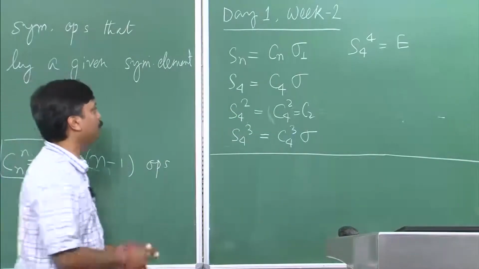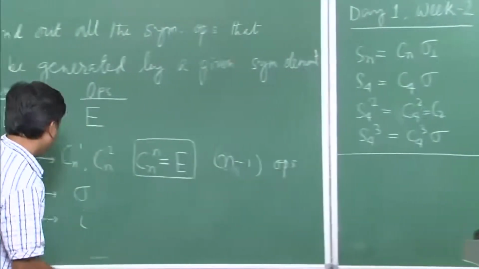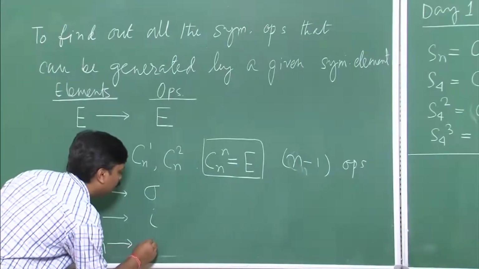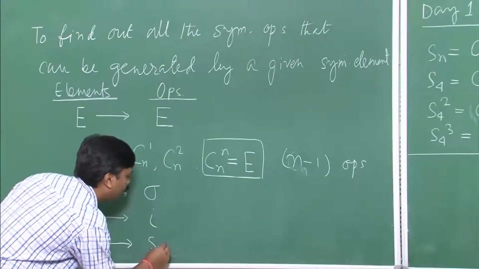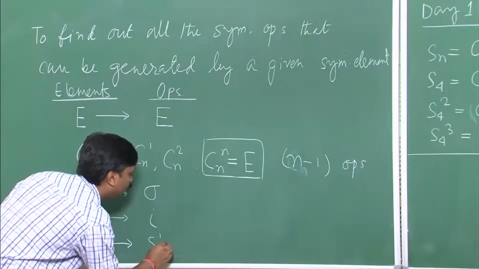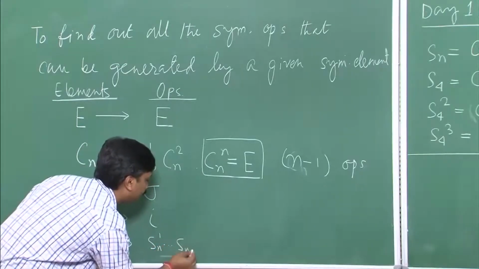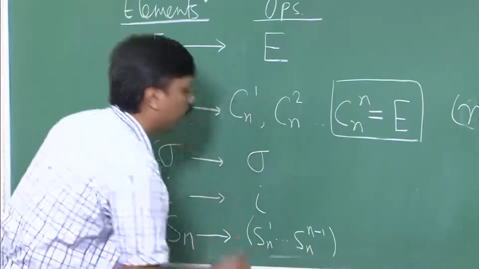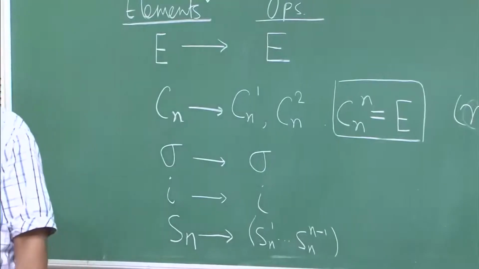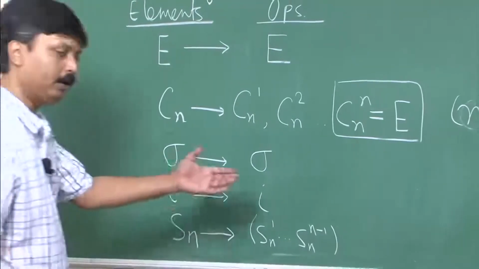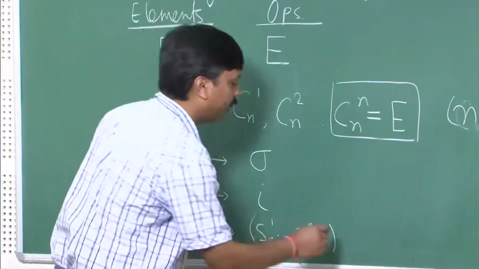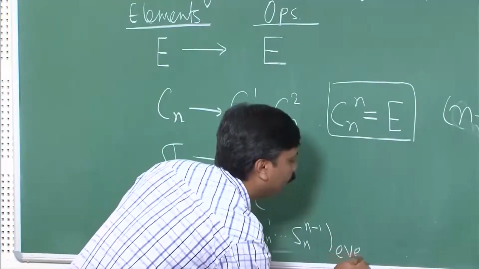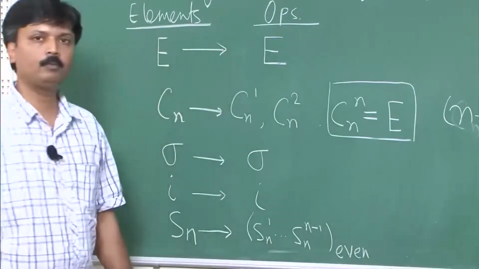So here Sn will generate Sn 1 to Sn n minus 1 operations. Also there is E for Sn to the n. Okay, this is for when n is even. Okay, all right.